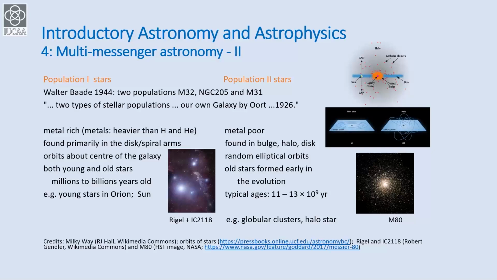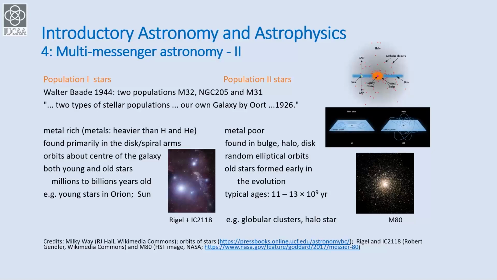And he noticed that the stars in the disk of the galaxy were different from those in the bulge or in the halo of the galaxy. The disk appeared more bluish, whitish, whereas the stars in the bulge or halo appeared more reddish or yellowish. And he coined these two terms, population 1 and population 2 stars. But he also recognized that these two types of stellar populations had been recognized in our own galaxy by Jan Oort way back in 1926, nearly 2 decades before Walter Baade's work.